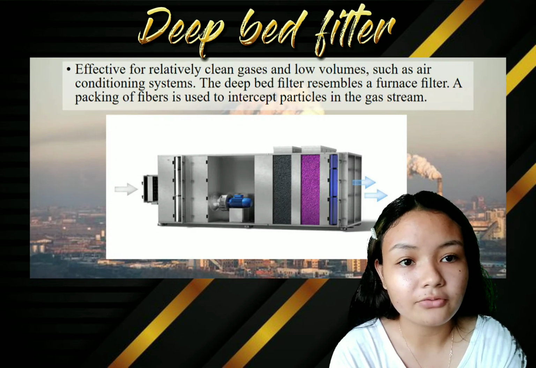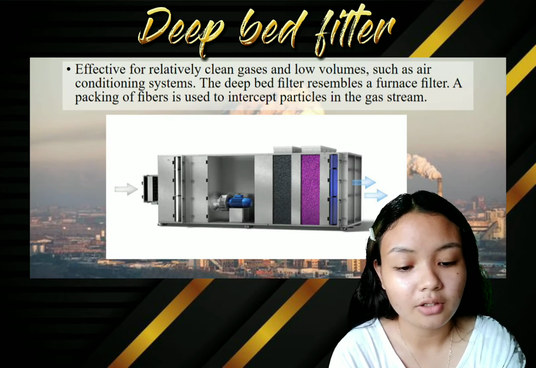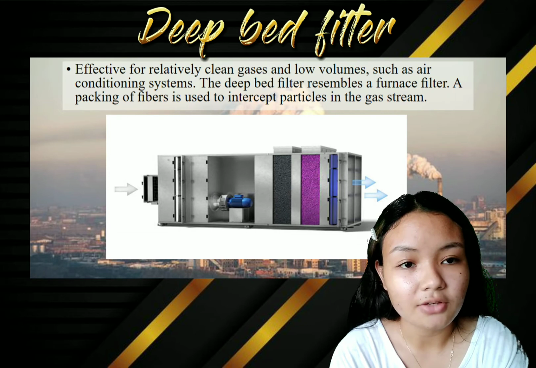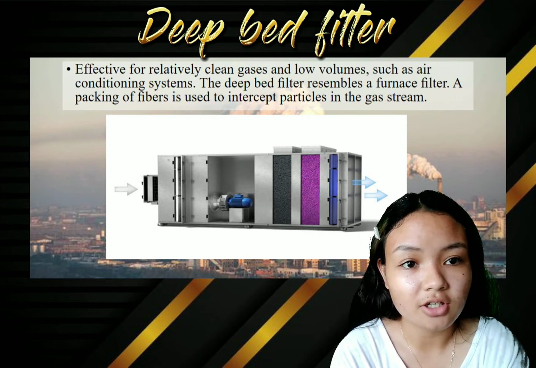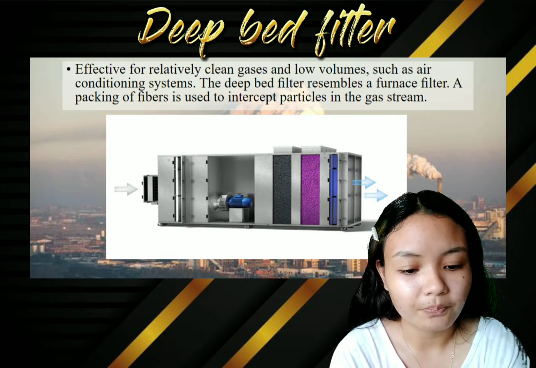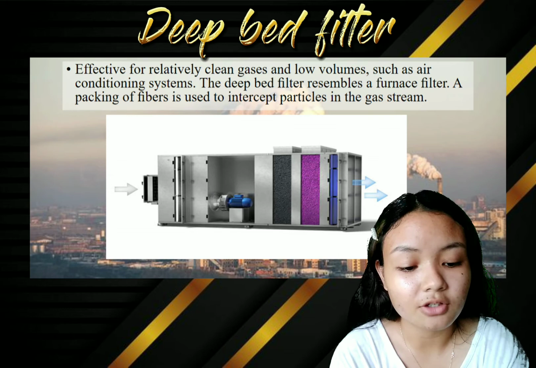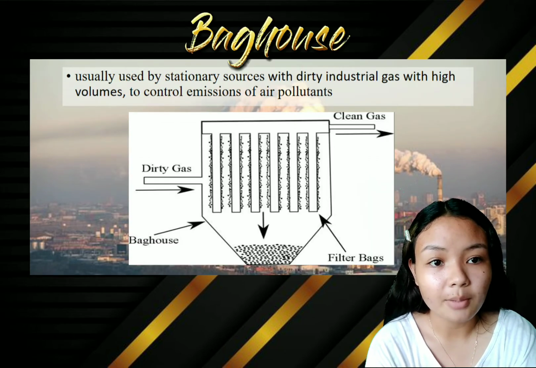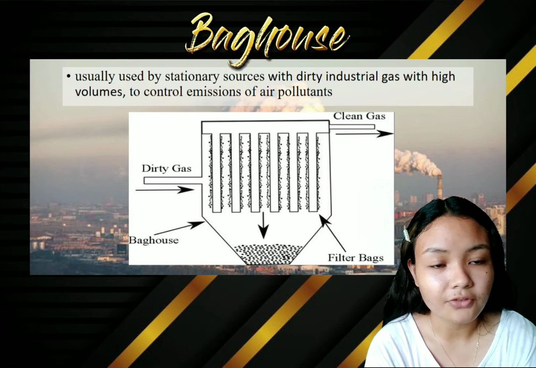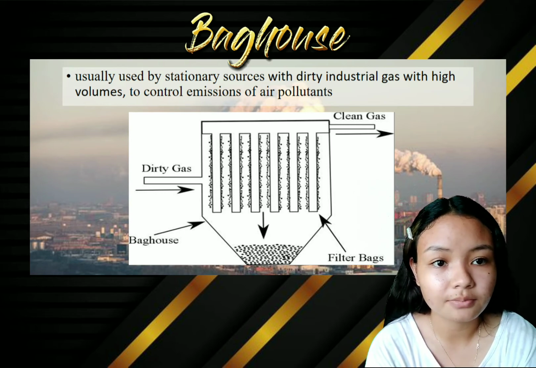The first type of filter is a deep bed filter. A deep bed filter is effective for relatively clean gases and low volumes, such as air conditioning systems. The deep bed filter resembles a furnace filter. A packing of fibers is used to intercept particles in the gas stream. Another type of filter is the baghouse filter. It is usually used by stationary sources with dirty industrial gas with high volumes to control emissions of air pollutants.